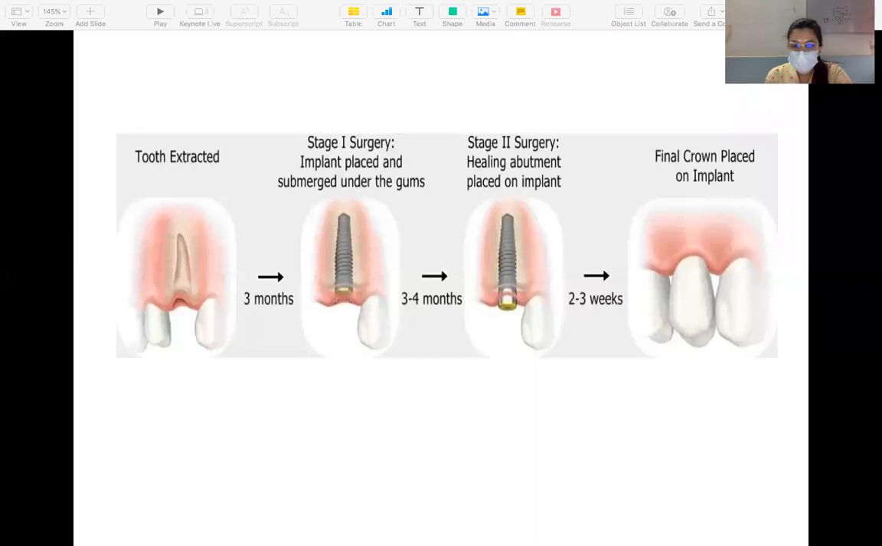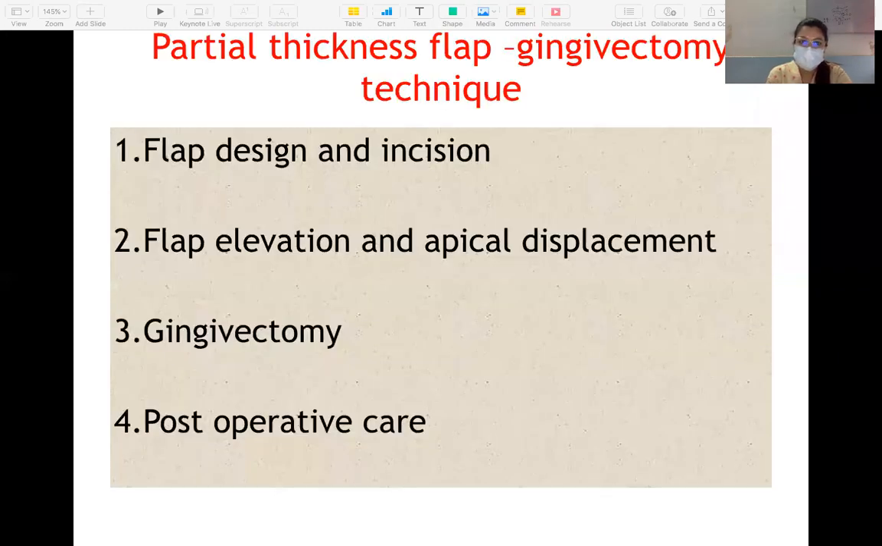Then after 3 to 4 months, you do the stage 2, in which you can place the healing compartments. Healing compartment, if it is a posterior implant, then it can be placed in the stage 1 itself, like I have shown you in previous pictures of implant placed with sutures and with the healing compartment. And then after 2 to 3 weeks of the stage 2, you will rehabilitate the implant with the help of a crown.